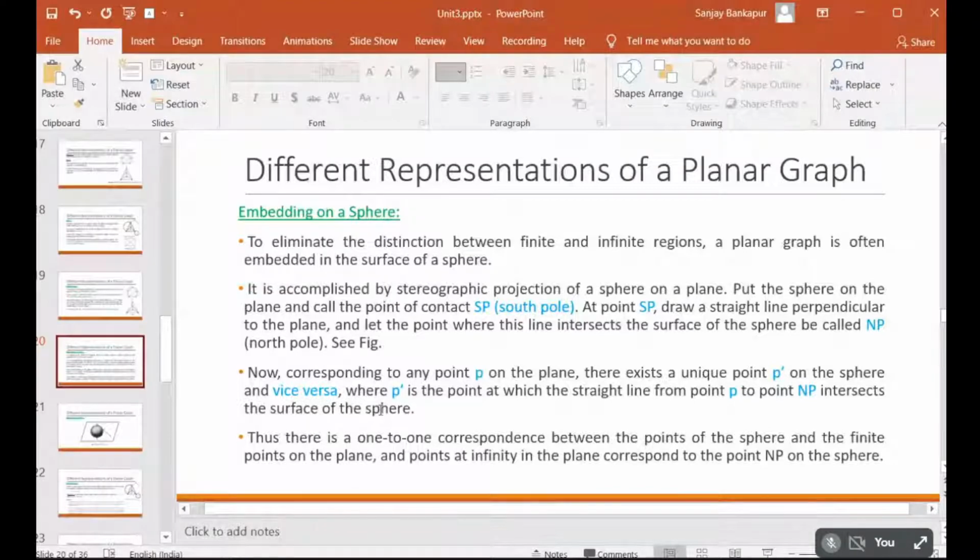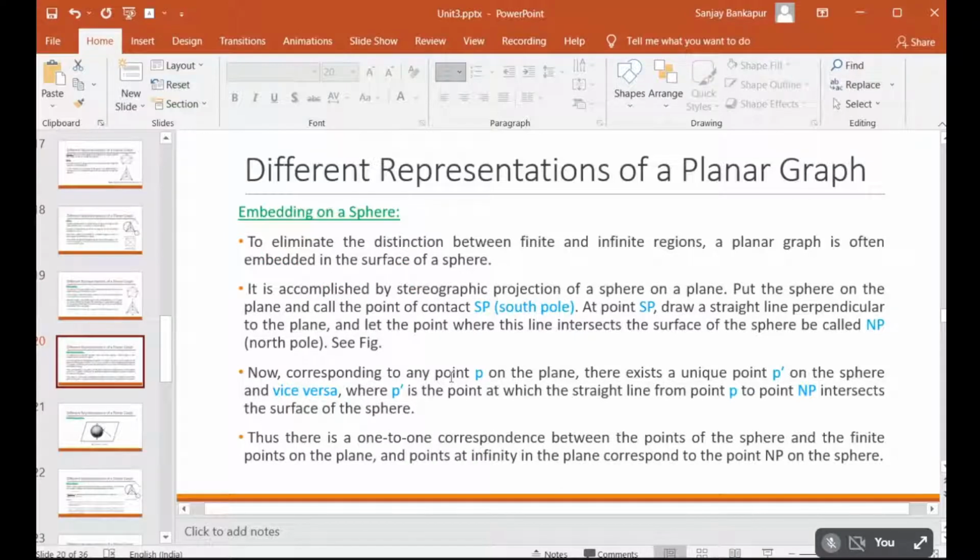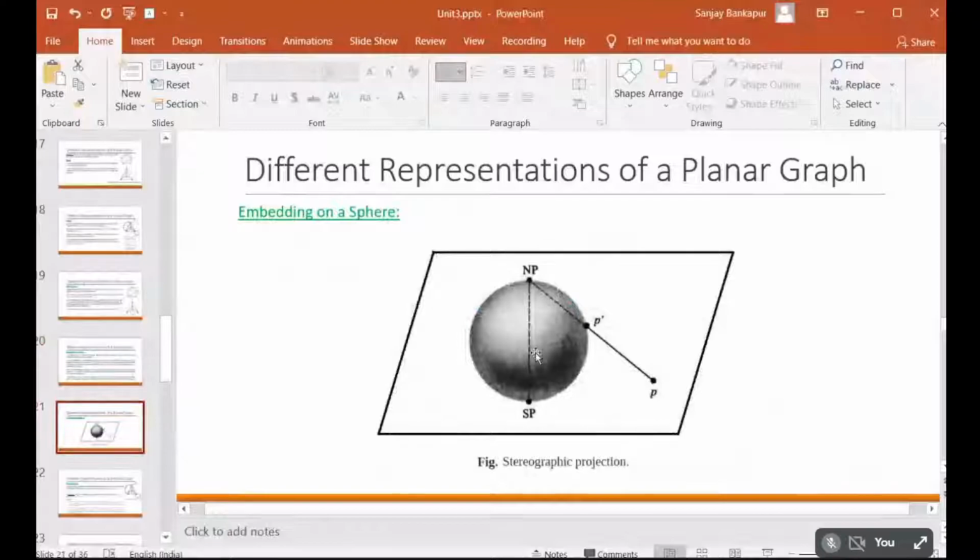Now, corresponding to any point P on a plane, there exists a unique point P dash on a sphere and vice versa, where P dash is the point at which the straight line from point P to NP intersects the surface of the sphere. With the straight line from NP to P, there is a point which differentiates plane and sphere, right? That point is P dash.